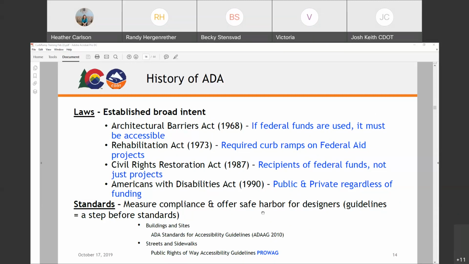And then we discuss a little bit about standards, and the fact that you're never going to build it exact, so you have to have something that you're working off of. And again, for buildings and sites, it is ADAAG. And for streets and sidewalks, it's PROWAG. And PROWAG has not been adopted into official law as of yet. It's heading that way.